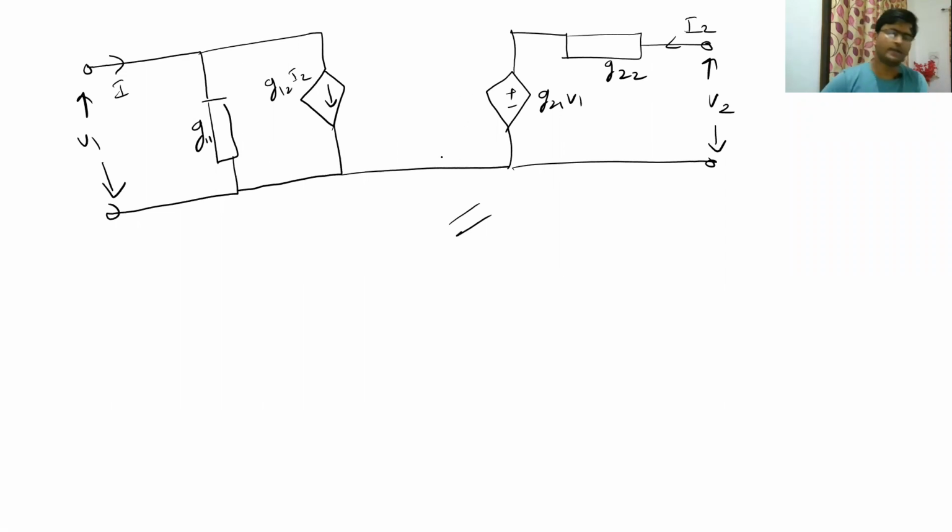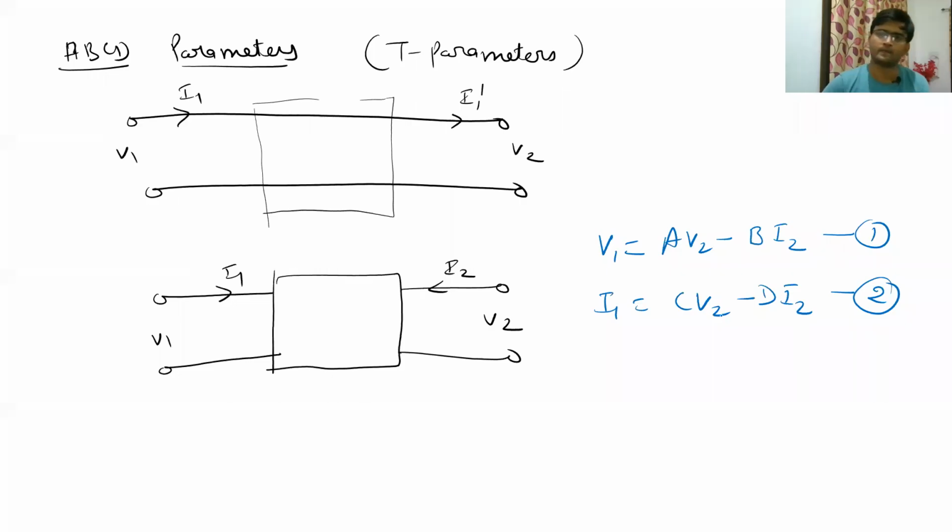Now let's move to the ABCD parameter, which is also called transmission line parameter or T parameters. ABCD parameter is called T parameter because it is basically defined for transmission lines. A transmission line can be a pair of wires which goes from place A to place B. We can call the voltage at the input terminal V1 and at the output V2, but the current direction has to be the same. If the current is moving in one direction in a circuit, it cannot be in the opposite direction at the other end.